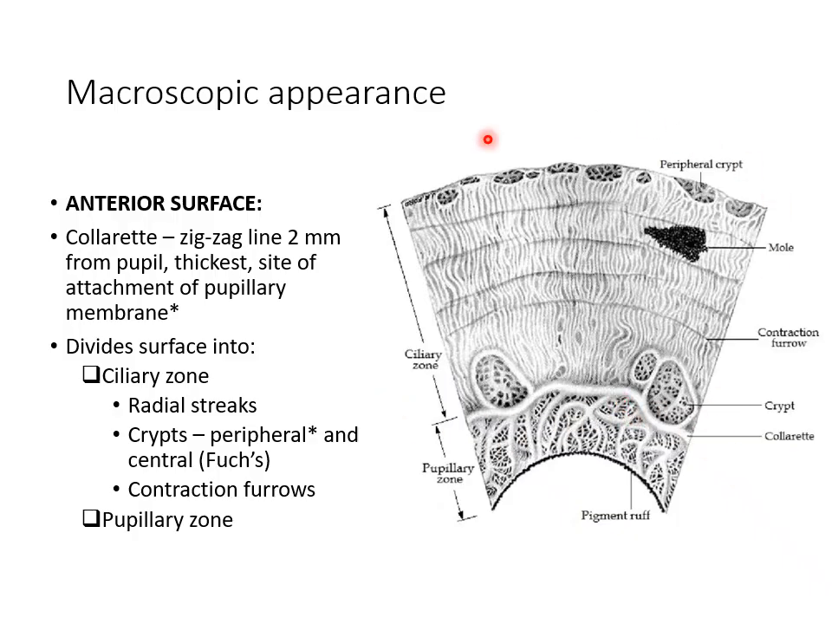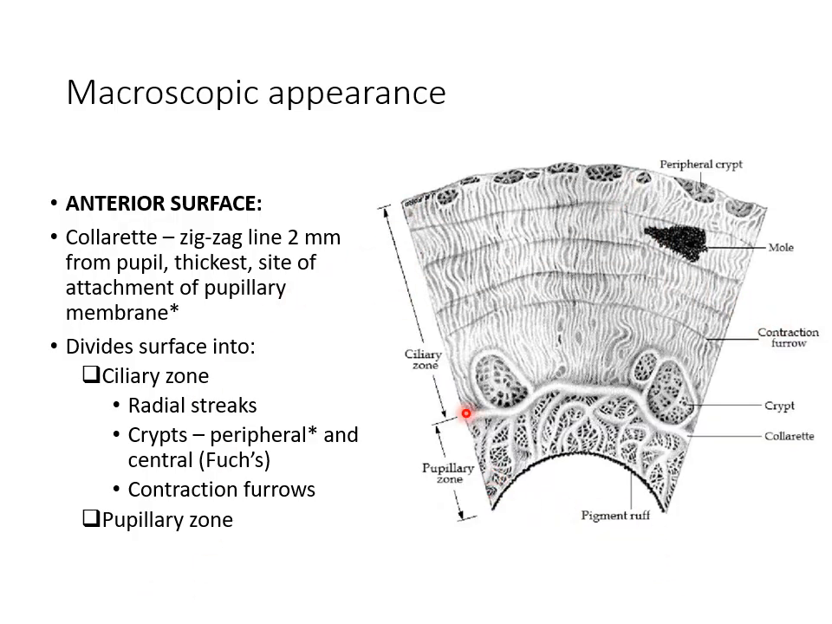Secondly, it divides the surface of the iris into two zones, the pupillary zone and the ciliary zone. The ciliary zone has radial streaks, which are formed by the radially running blood vessels. Then there are crypts, which are basically deficiencies in the iris tissue. They appear as depressions and may be peripheral or central. And then there are contraction furrows. These are actually tetanic muscle folds developing because of repeated dilatation and constriction of the pupil.